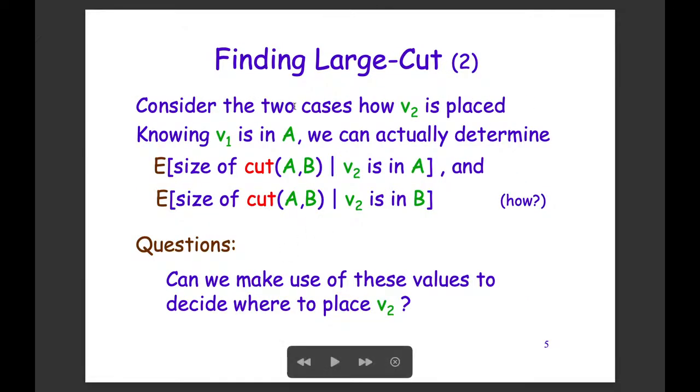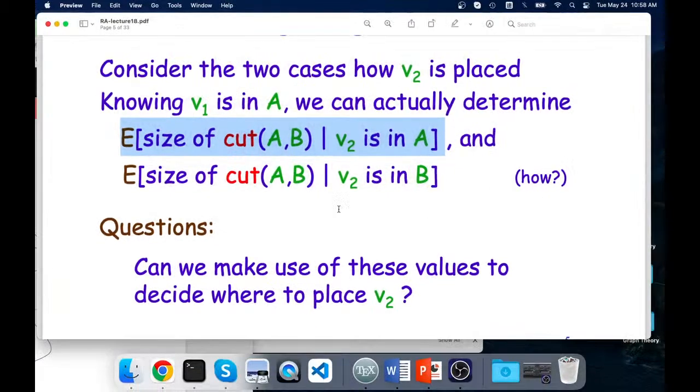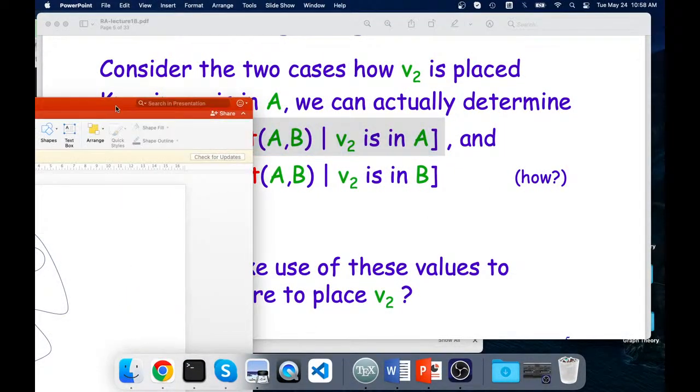Now we can consider the two cases for how the second vertex v2 is placed. If we know v1 is in A, then we can actually compute this value. What is the expected size of the cut if we know that v2 is in A? And what is the expected size of the cut knowing that v2 is in B? So how do we know this? Let's see an example here.